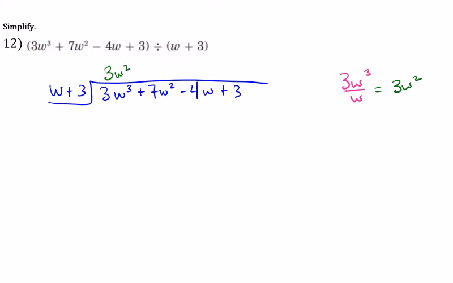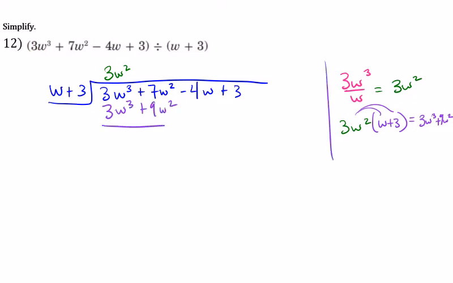All right, and then what do we do next? We multiply, right? So I'm going to take this 3w squared that I just got, 3w squared, and now I'm going to multiply it by w plus 3. I'm just going to distribute that, and so I'll get 3w cubed plus 9w squared, right? So 3w cubed plus 9w squared. And you don't have to write all this stuff over here.